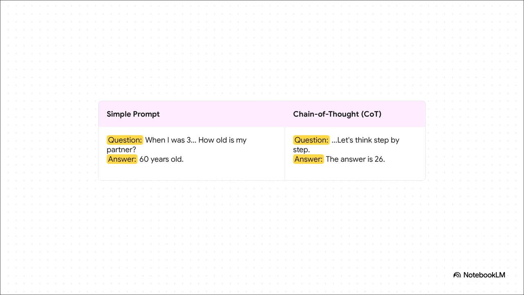Just look at the difference. The simple prompt on the left gets it spectacularly wrong, 60 years old. But on the right, we added just 5 little words. Let's think step by step. That one tiny phrase forces the model to slow down and show its work, to externalize its reasoning process, just like we would. It correctly figures out the age difference and lands on the right answer, 26.